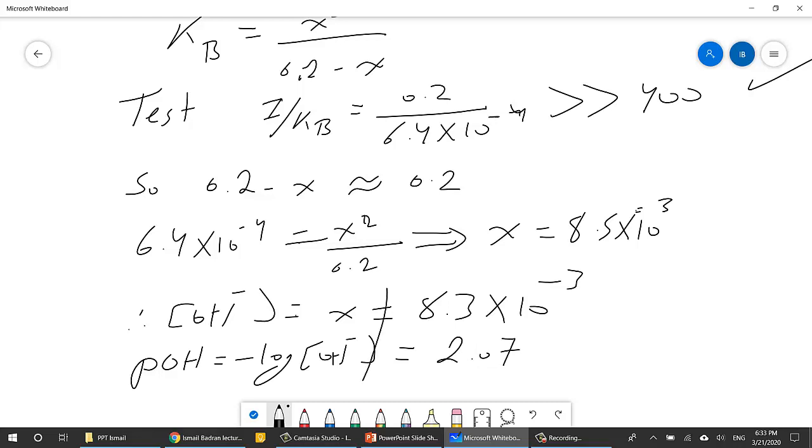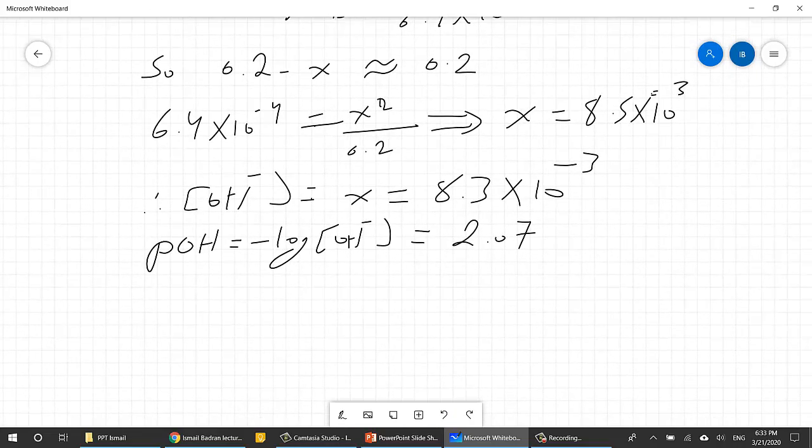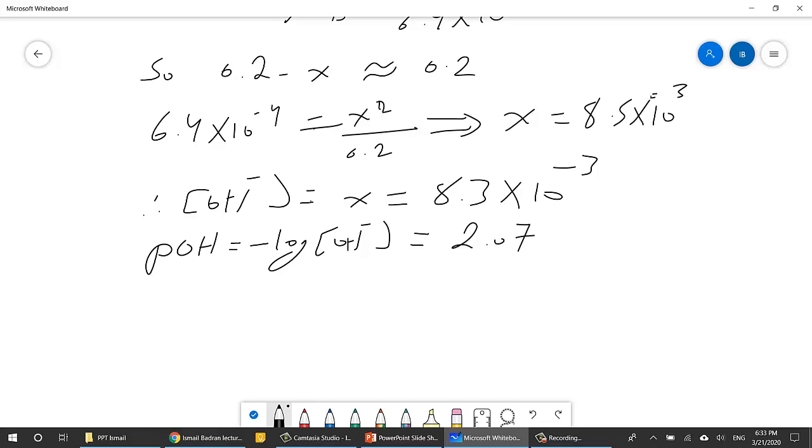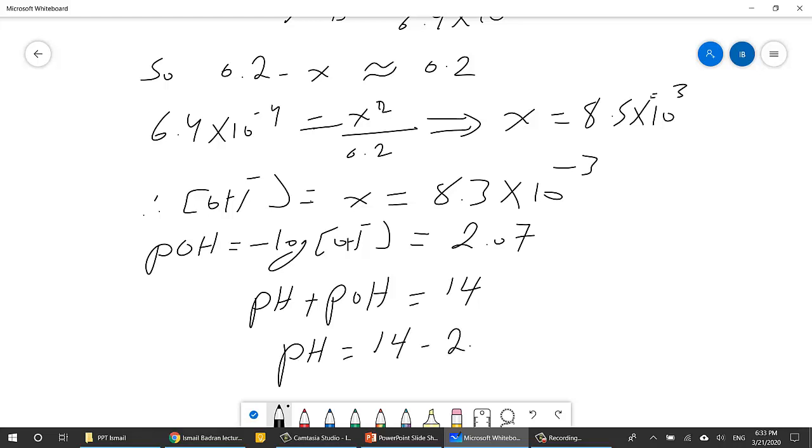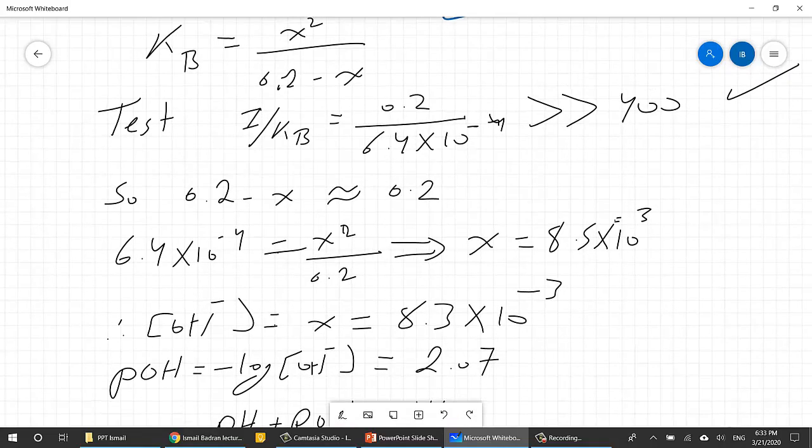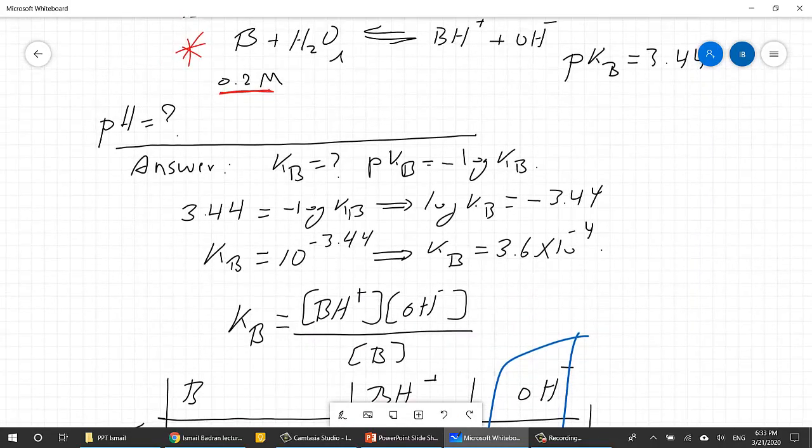And therefore, of course, this does not sound like a good value for pH for this base. The pH plus pOH is equal to 14, and therefore the pH is equal to 14 minus 2.07, and you will find the value for this base that makes sense now. pH is equal to 11.93, almost 12. This sounds like a reasonable number for methylamine with this concentration.